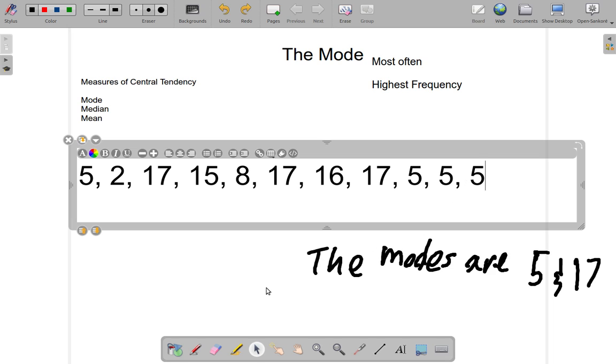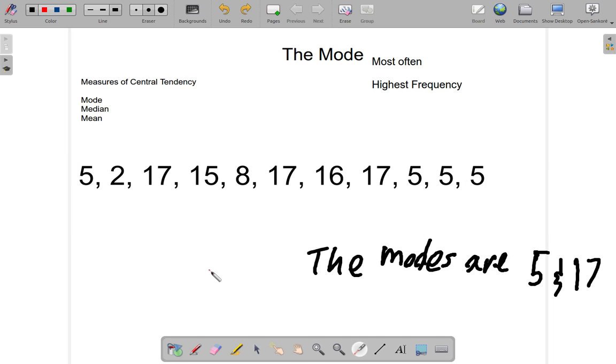Let's do something else. 5. What is the mode? Let me see something. We have 5, 1, 2, 3, 4 times. We have 17 3 times. Every other number only 1 time. So we're going back. The mode is 5. In this case, we're going back to only one mode. So the mode is 5. Okay, so the mode is the value that is there more often than the others.